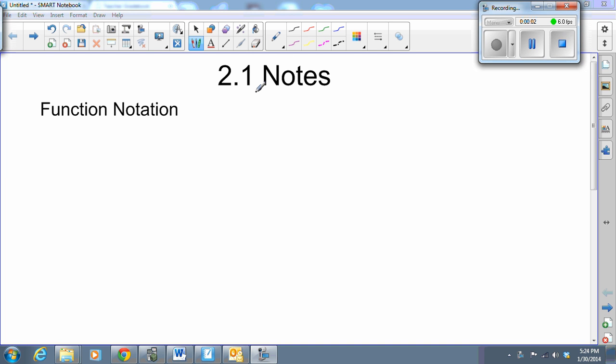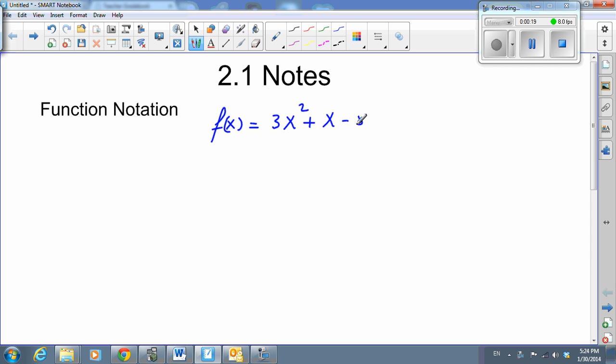On our 2.1 notes, we will focus on three separate sections. First one will be function notation. What do I mean by function notation? Let's start with a random function f of x, and I say this is equal to 3x squared plus x minus 5. If I have this function, the first thing I will look for is f of negative 2.